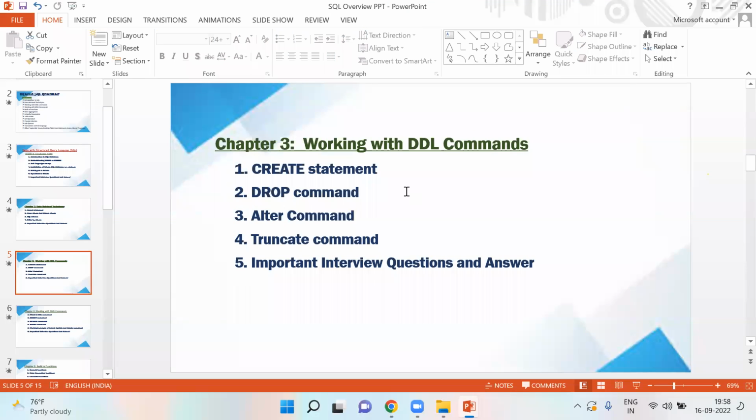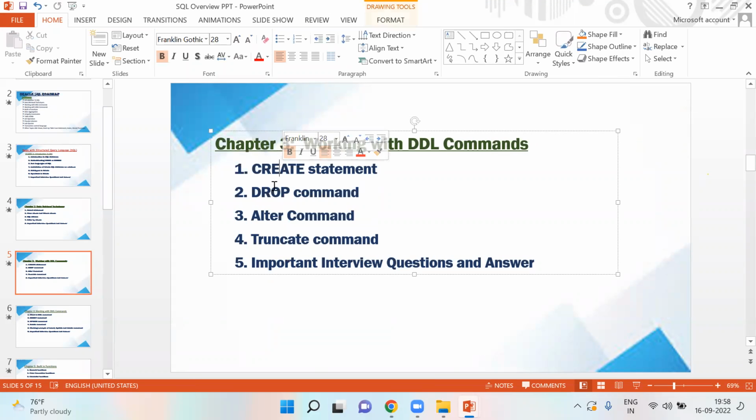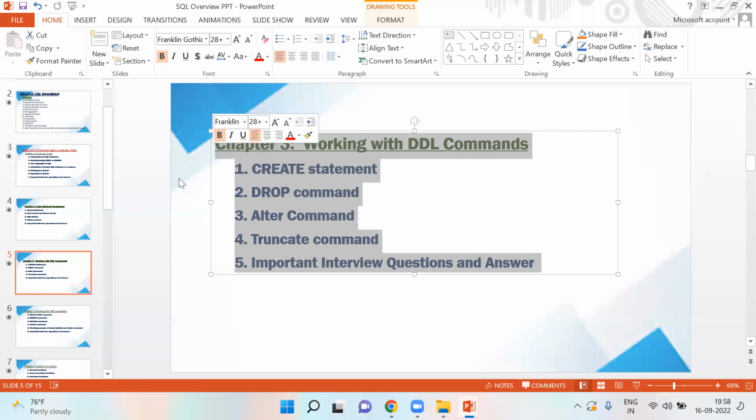Chapter 3 will be your DDL commands. What will be there in DDL commands? Create command, drop command, alter command, truncate command, all these things. Don't worry about the names. We'll discuss them one by one and in brief. How we are going to create a table, drop a table, the alter command, the truncate command. Some interview questions on chapter 3.